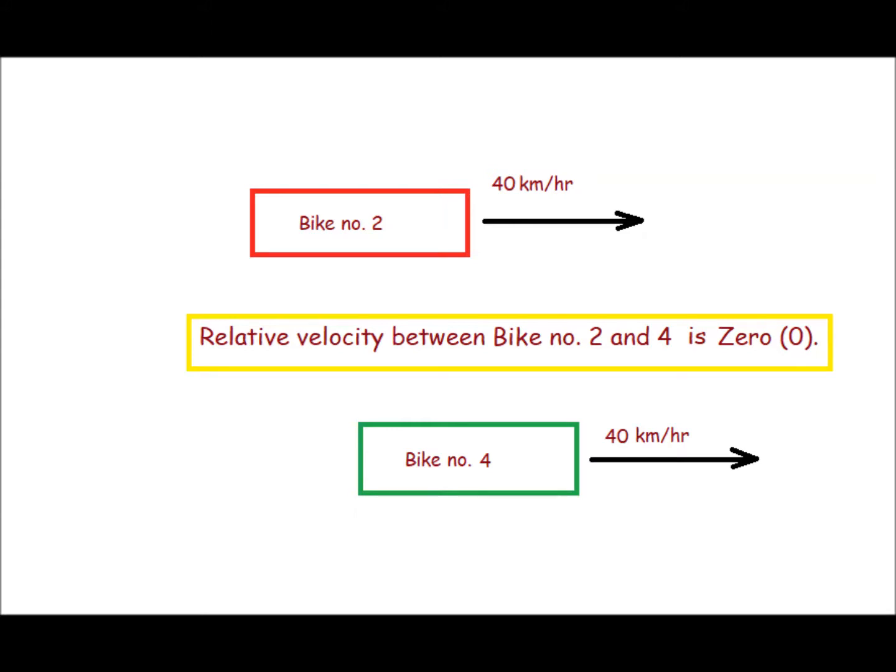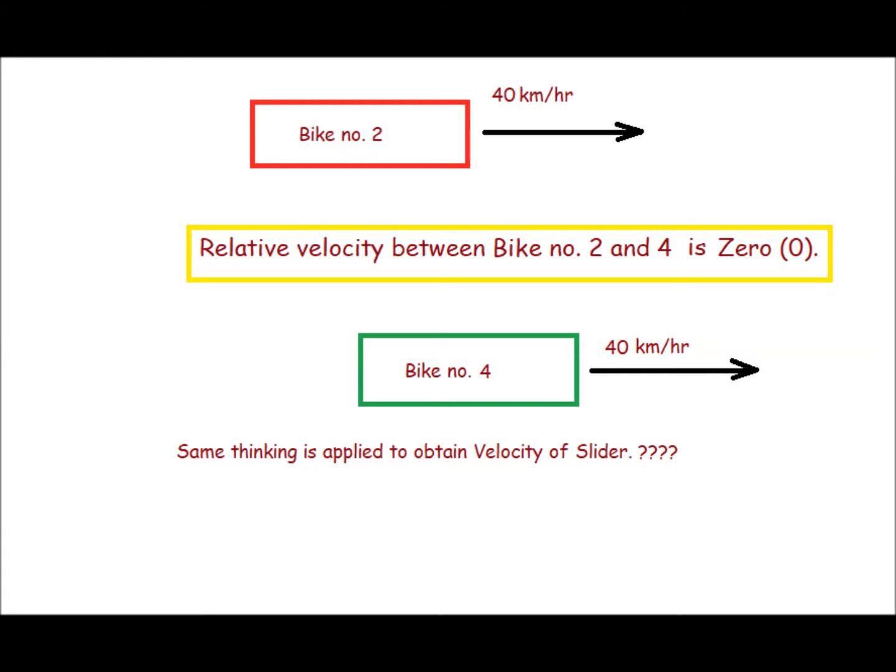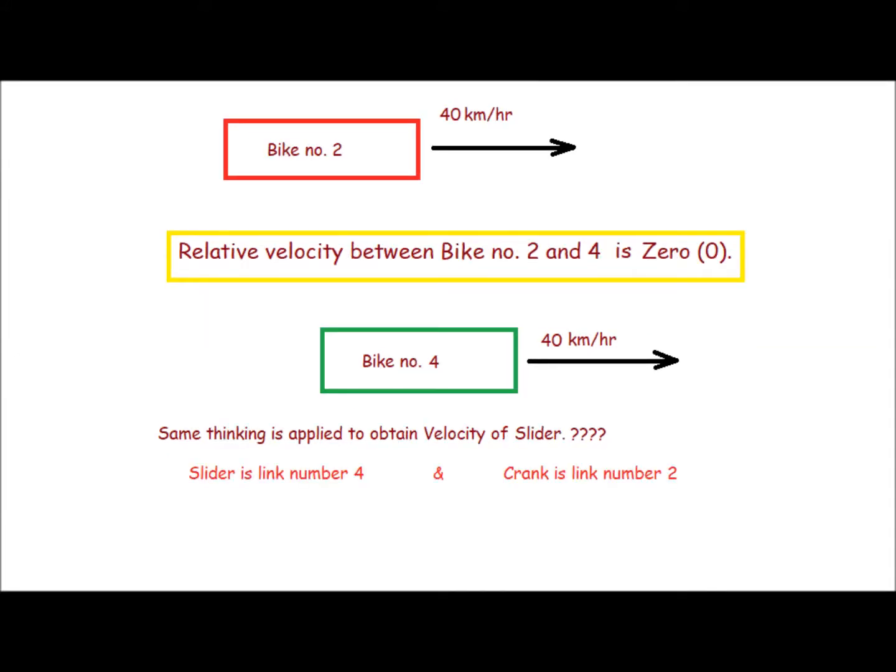The same thinking is applied to obtain the velocity of the slider, but how? The slider is link number 4 and the crank is link number 2. Okay, now wait. Don't jump to the conclusion that link 4 and link 2 have the same speed, because that is not the correct conclusion.